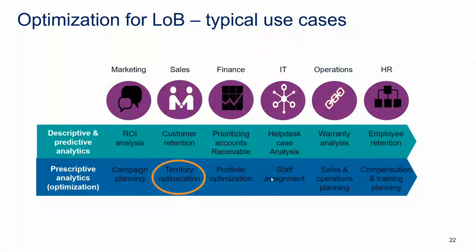If you are in IT and you have a help desk, you need to do staff assignment. That's the optimization problem. If you are in finance, you want to prioritize the accounts receivables, so you will do portfolio optimization. If you are a pharmaceutical and you want to do sales, you want to retain your customers, you will do territory optimization. If you are in marketing, you are going to do return on investment analysis, and you will do some planning. This is the descriptive model, and this is the prescriptive model. You can look at the line of business, and these are some typical use cases.